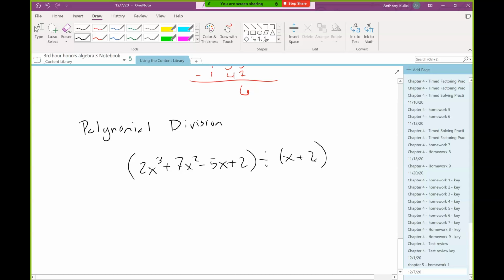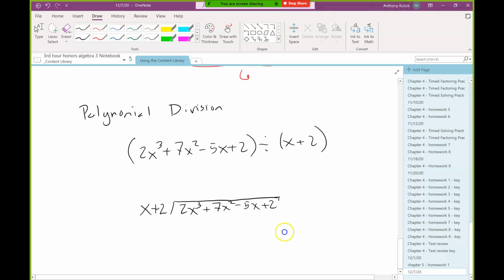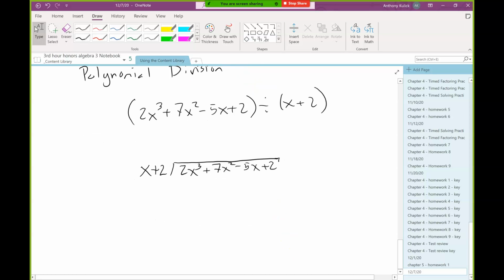So let's say we have 2x cubed plus 7x squared minus 5x plus 2 divided by x plus 2. So we'll start the same way. We'll draw our division bar and put our divisor on the outside and our dividend underneath. Now, one way that polynomial division is a little bit different than long division is that we only care about the leading terms.